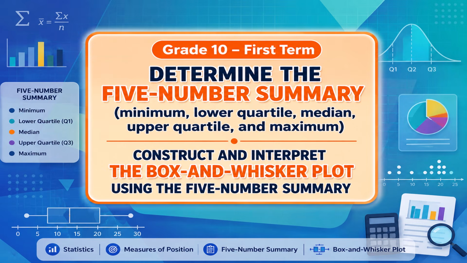Let us determine the 5-number summary: the minimum, quartile 1, quartile 2, quartile 3, and the maximum. Let us construct and interpret the box and whisker plot using the 5-number summary.